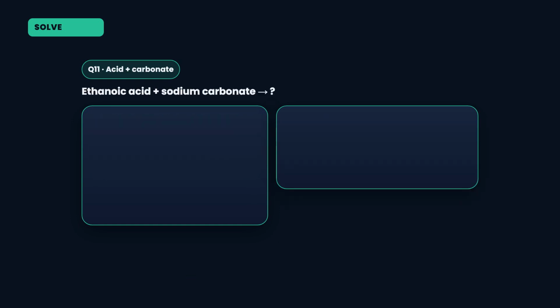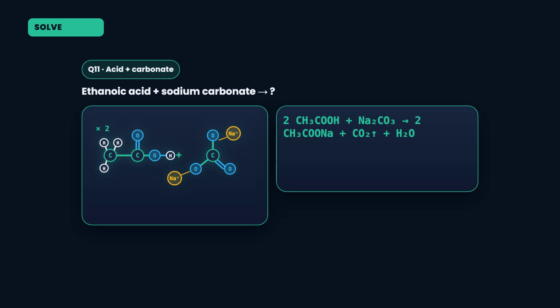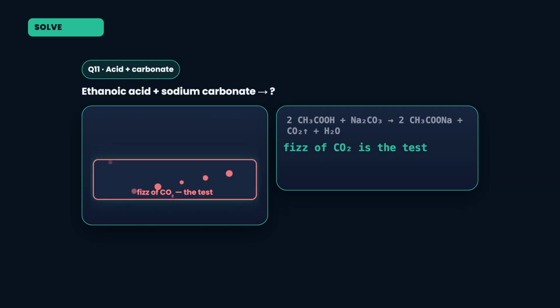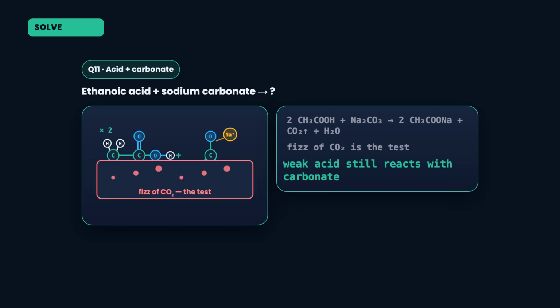11. Ethanoic acid plus sodium carbonate gives sodium ethanoate plus carbon dioxide and water. The fizz of carbon dioxide coming off is the test. Acids react with carbonates, even weak ones like ethanoic acid.